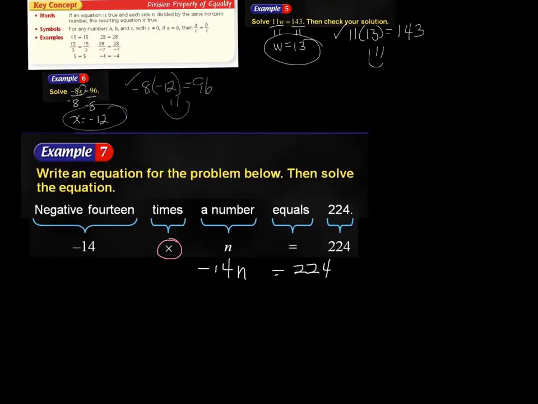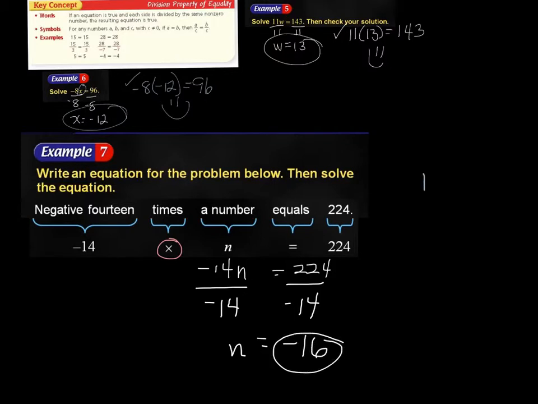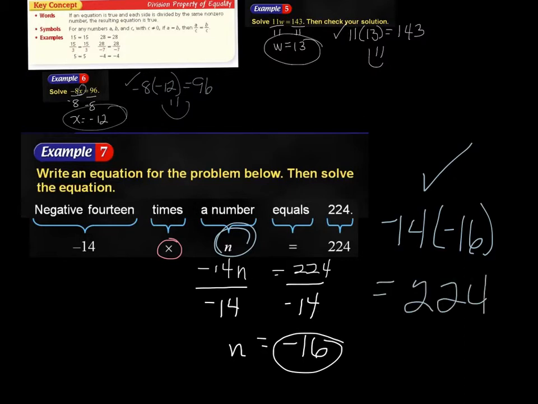So to undo multiply by negative 14, I'm going to divide both sides of the equation by negative 14. So I get n equals positive divided by negative is a negative, and I have negative 16. And once again, we want to check to make sure our solution works. So I'm going to go back to my equation. I'm going to substitute negative 16 in place of n. And negative times negative is a positive. 14 times 16 is, in fact, 224. The check step worked. It's a happy day.